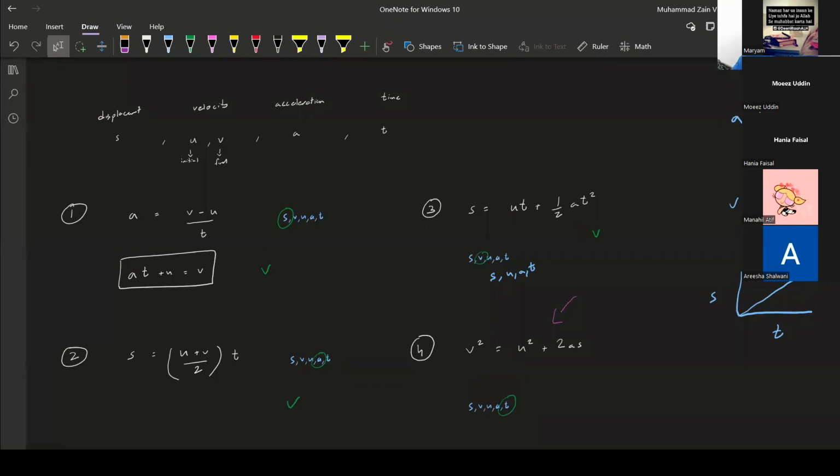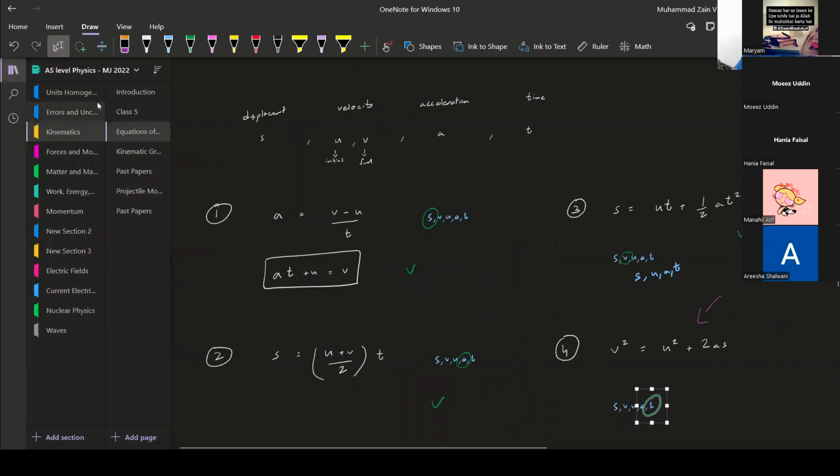So the first equation of motion does not have displacement. The second equation of motion does not have acceleration. The third equation of motion does not have final velocity. The fourth equation of motion does not have time. So all these equations have something missing in them, and depending on what's missing, you decide which formula you're supposed to use.